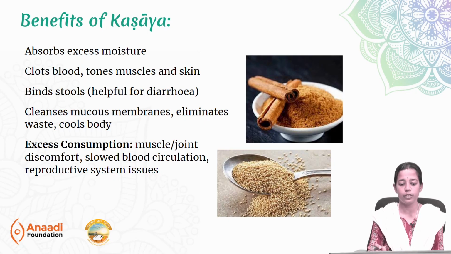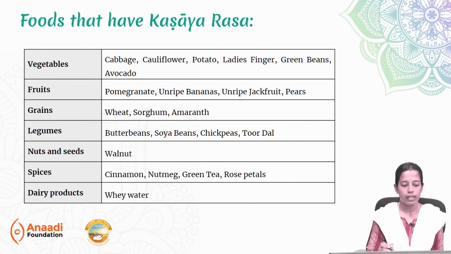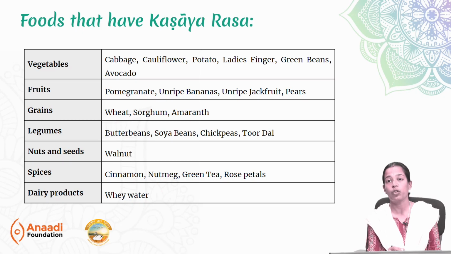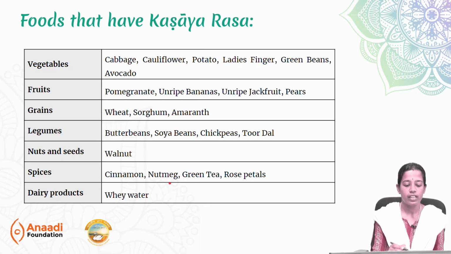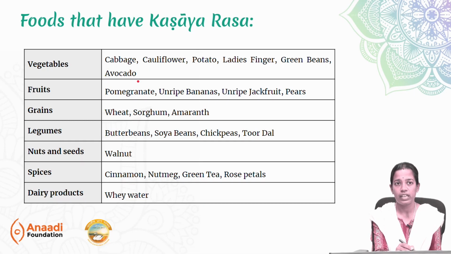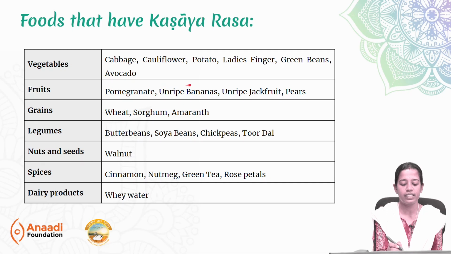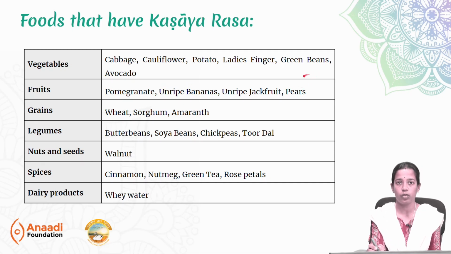Here are some examples of Kashaya rasa. This is the amaranth seeds. This is cinnamon. Let's try to see some more examples for Kashaya rasa. Vegetables such as cabbage, cauliflower, potato, green beans, avocado, lady's finger, all of these are examples of Kashaya rasa. We have already seen that pomegranate, unripe bananas, unripe jackfruit and pears are also examples of Kashaya rasa.